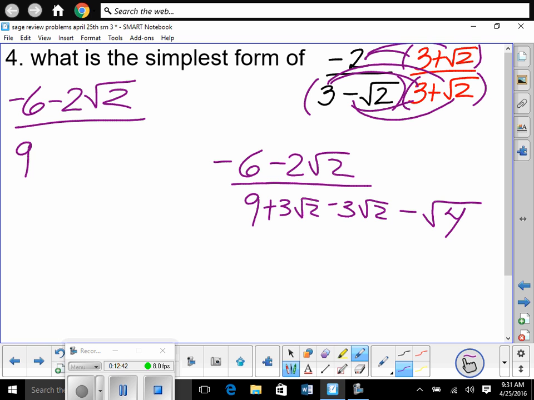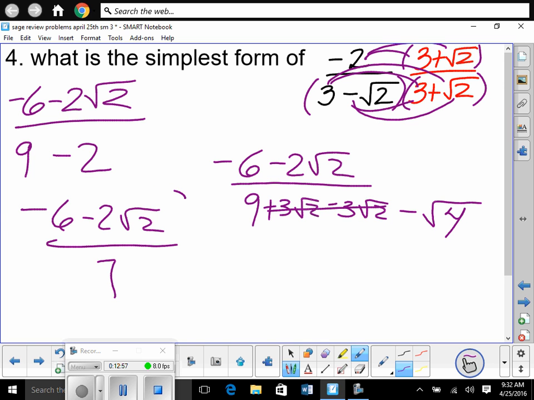And then don't the middle terms cancel out? That's what happens with conjugates, right? And then we have minus the square root of 4. Isn't that minus 2? So we would have negative 6 minus 2 square roots of 2 all over 7. There's our most simplified fraction, because 6, 2, and 7 don't all divide by something in common. So we'd be done. Questions on that? Okay.